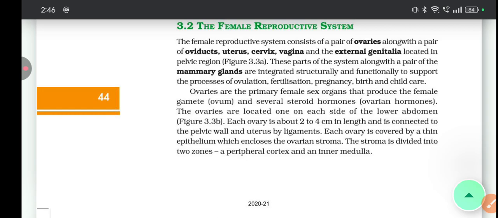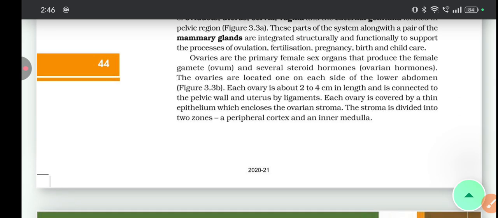This part of the system, along with a pair of mammary glands, is integrated structurally and functionally to support the processes of ovulation, fertilization, pregnancy, birth, and childcare. Ovaries are the primary female sex organs that produce the female gamete, the ovum, and several steroid hormones.